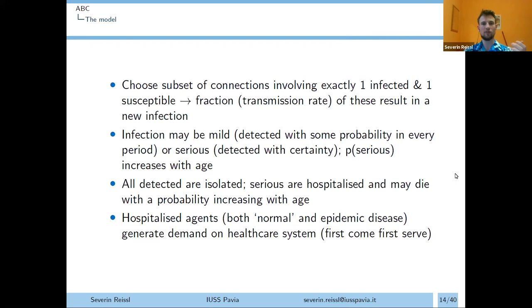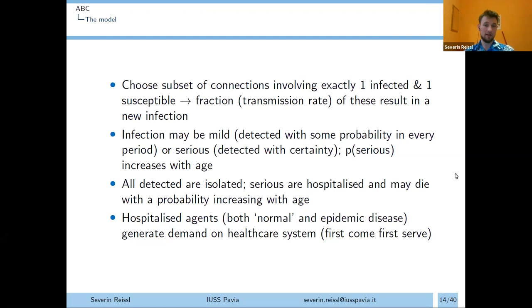Once an agent is infected with the epidemic disease, that infection may be a mild case of the disease, in which case it is detected with some probability in every period during which the agent is infected, or the infection may be serious, in which case the infection is detected with certainty. And the probability of having a serious case of the disease increases with the agent's age.